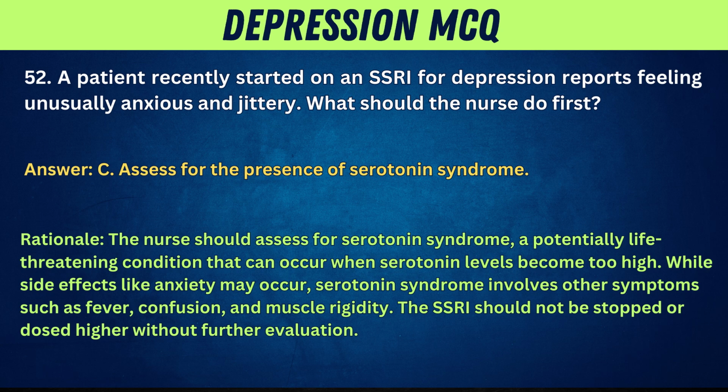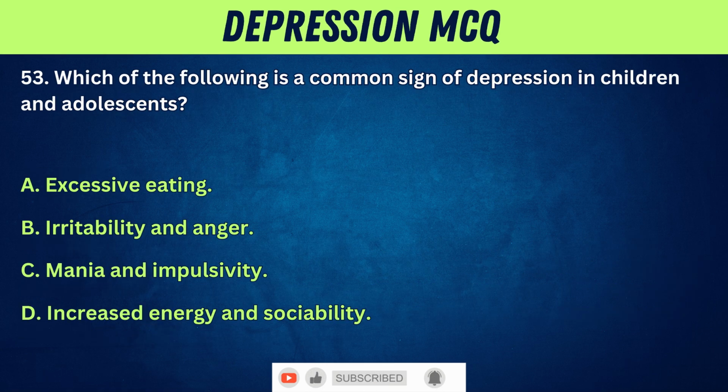Rationale: the nurse should assess for serotonin syndrome, a potentially life-threatening condition that can occur when serotonin levels become too high. While side effects like anxiety may occur, serotonin syndrome involves other symptoms such as fever, confusion, and muscle rigidity. The SSRI should not be stopped or dosed higher without further evaluation. 53. Which of the following is a common sign of depression in children and adolescents? A.